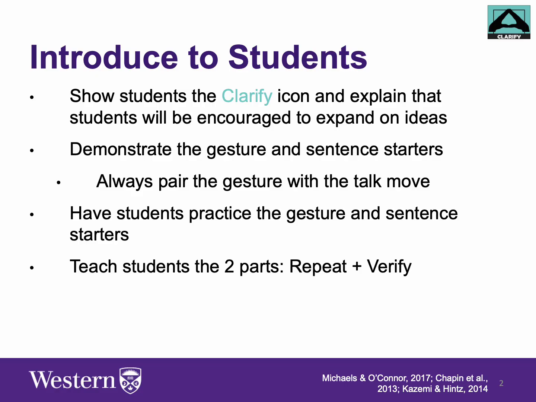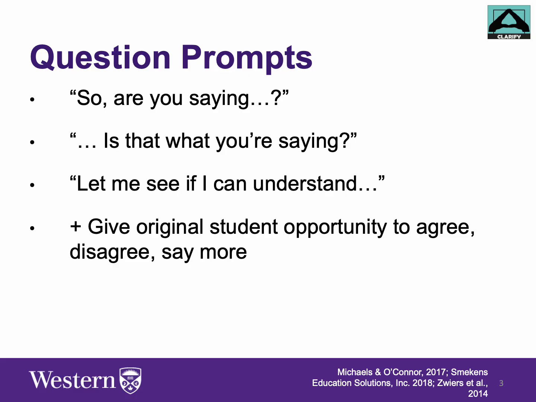Teach students that the clarified talk move has two parts. One, repeating the idea, and then two, checking in with the original student to see if you repeated them correctly. Students as well as educators might not be used to the second part. Use questions and prompts like, "So are you saying?" or "Let me see if I can understand," and then repeat some or all of what the student said. Then ask the original student to verify whether you are revoicing correctly.